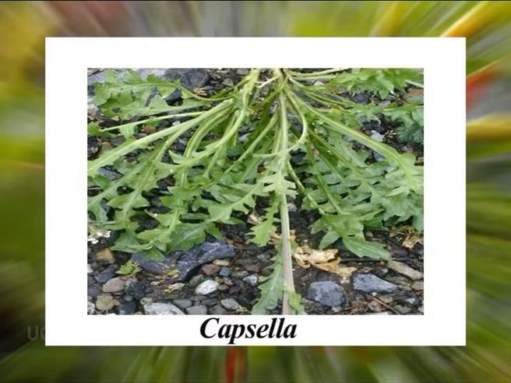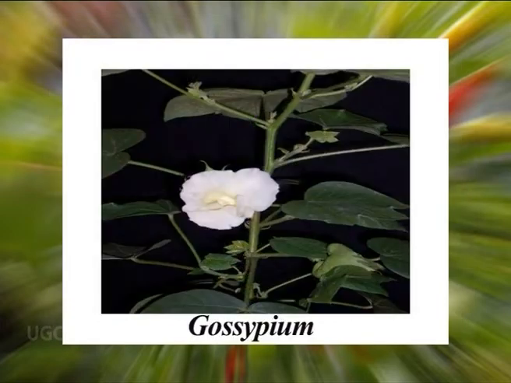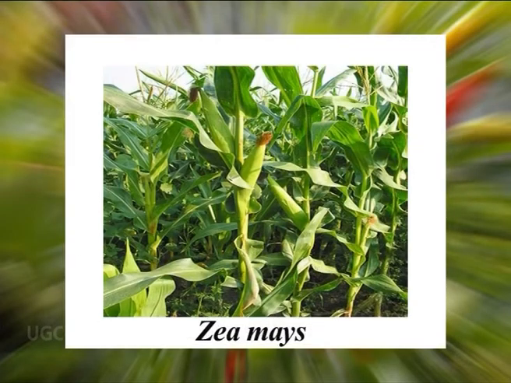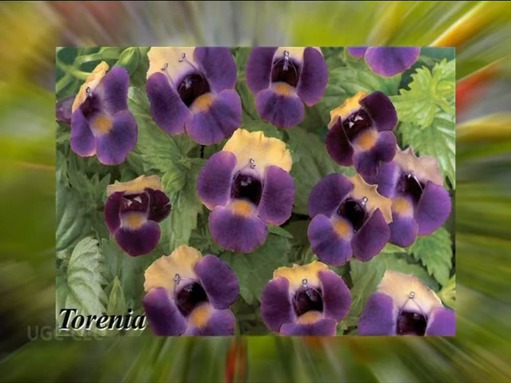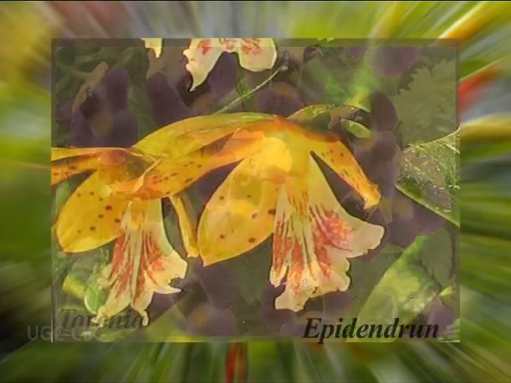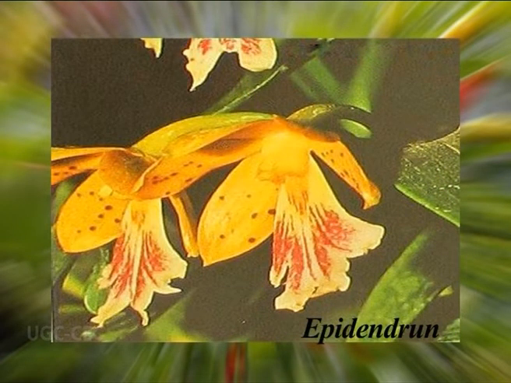In Capsella, Gossypium, Zea mays, and Tauruina, the egg has no wall towards the chalazal end, and in Epidendrum scutellum, a uniformly thick wall is found all around the egg. The egg cell is connected with the synergids and central cell by plasmodesmata.